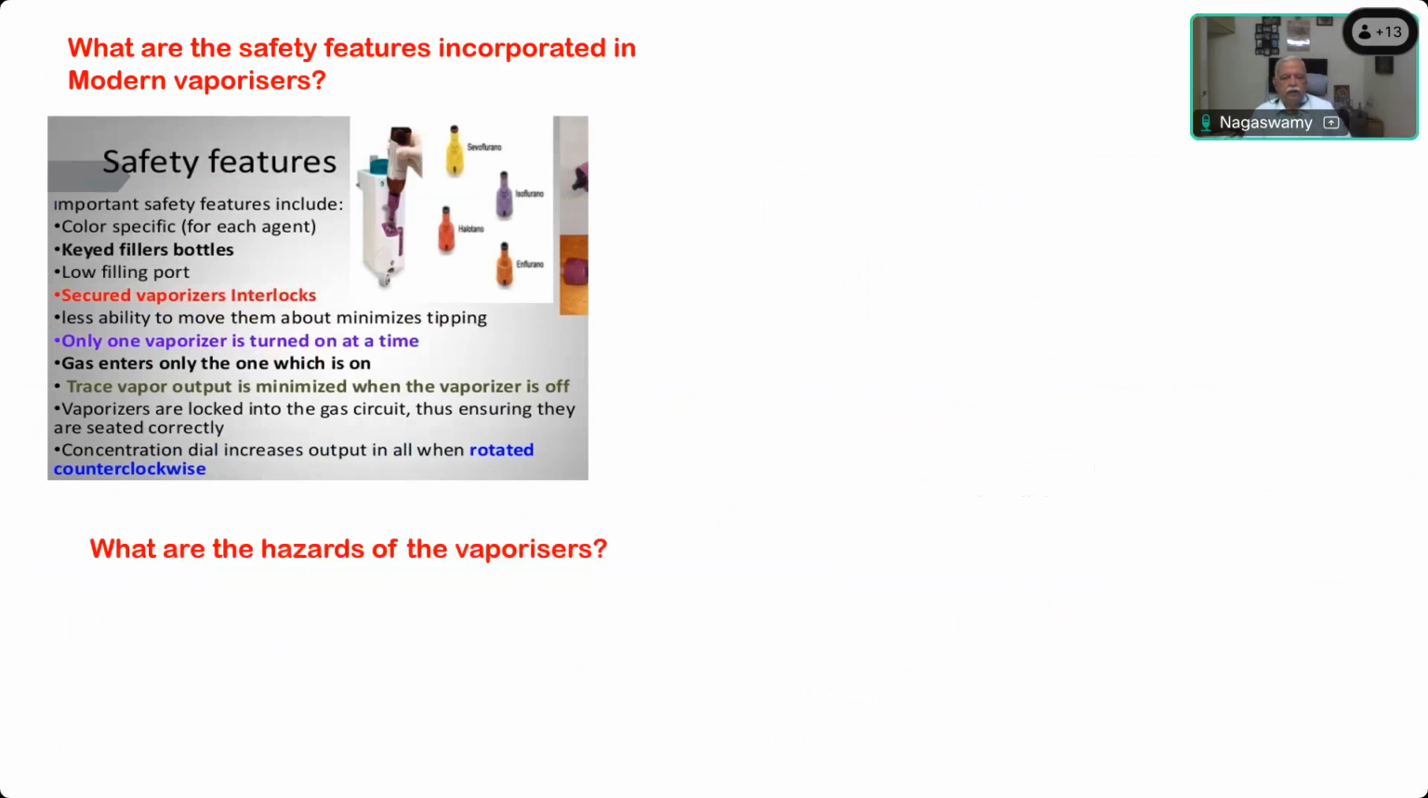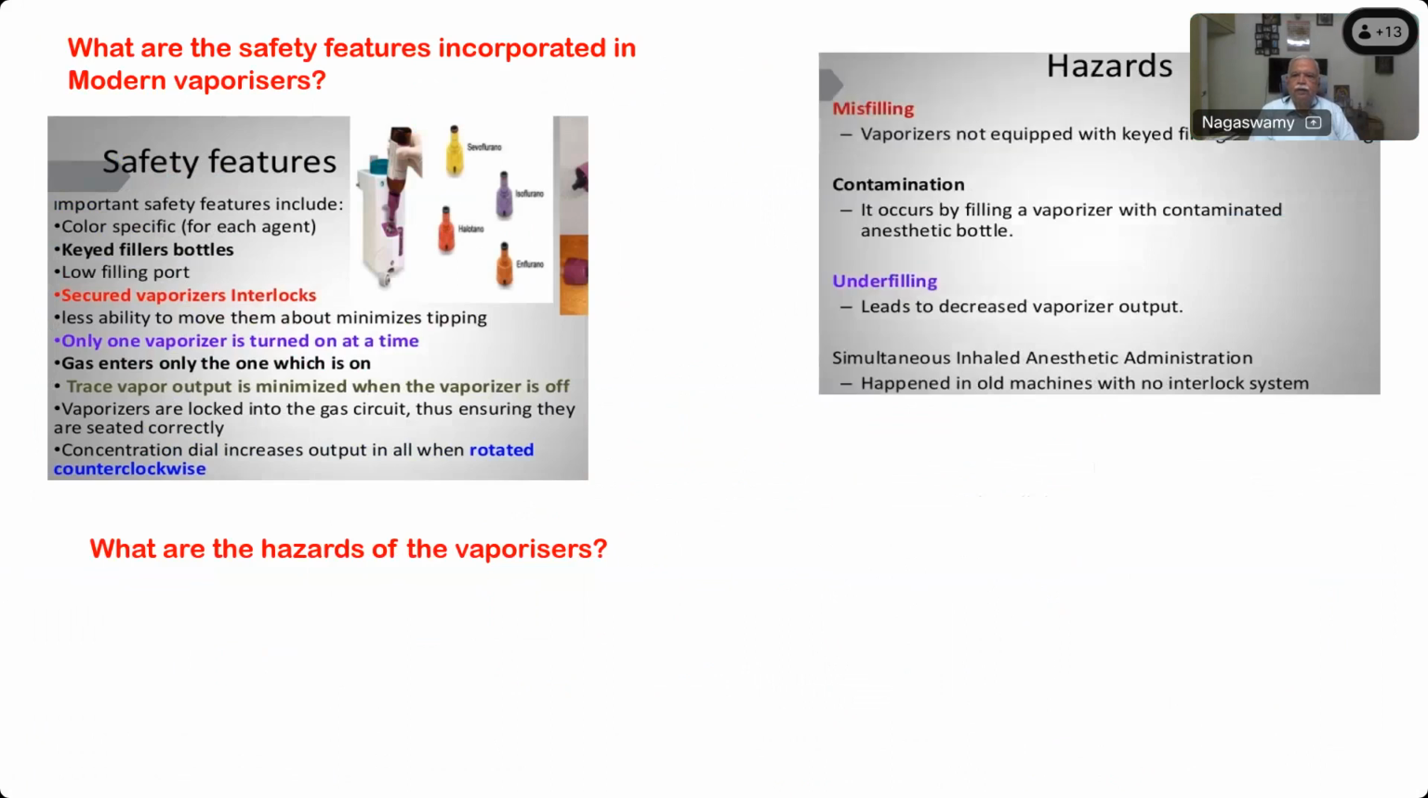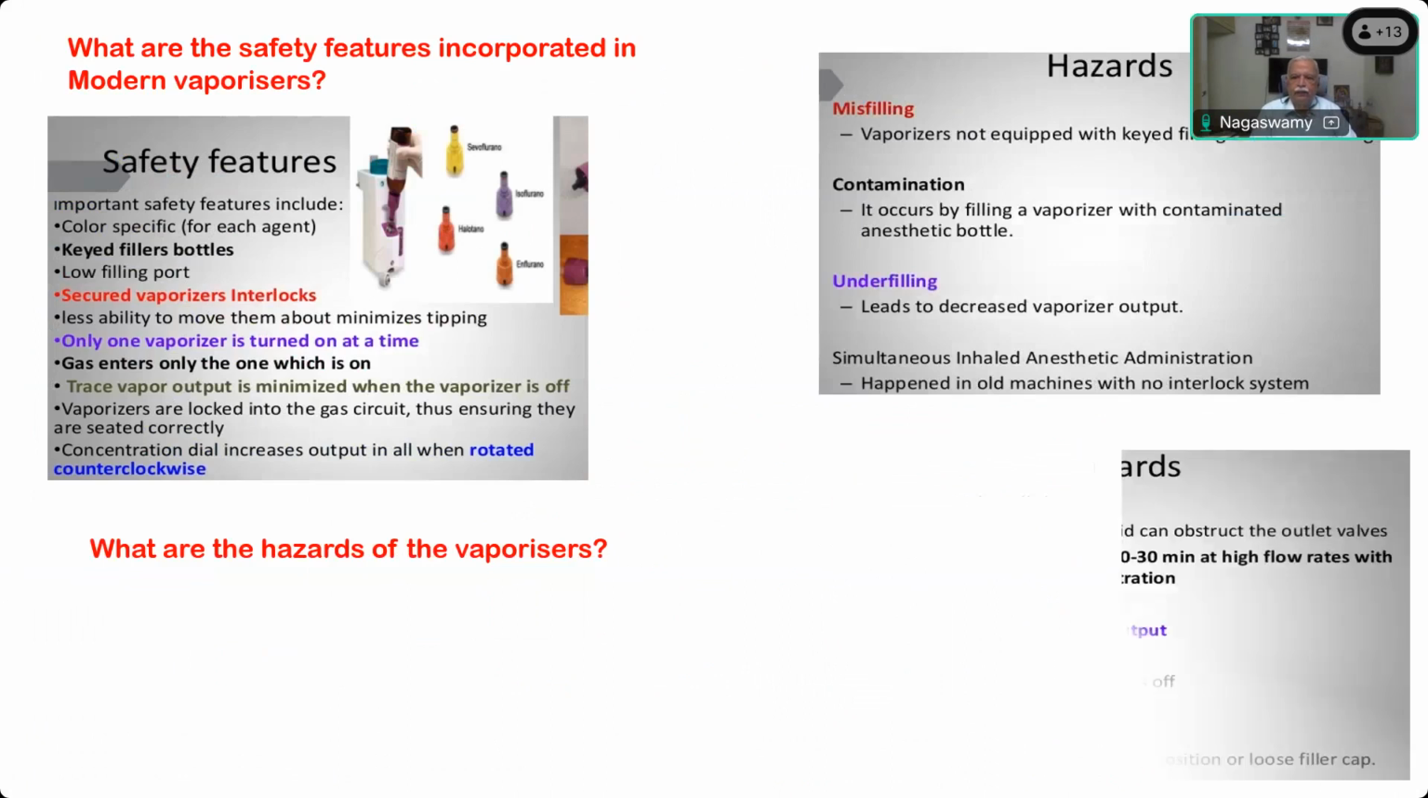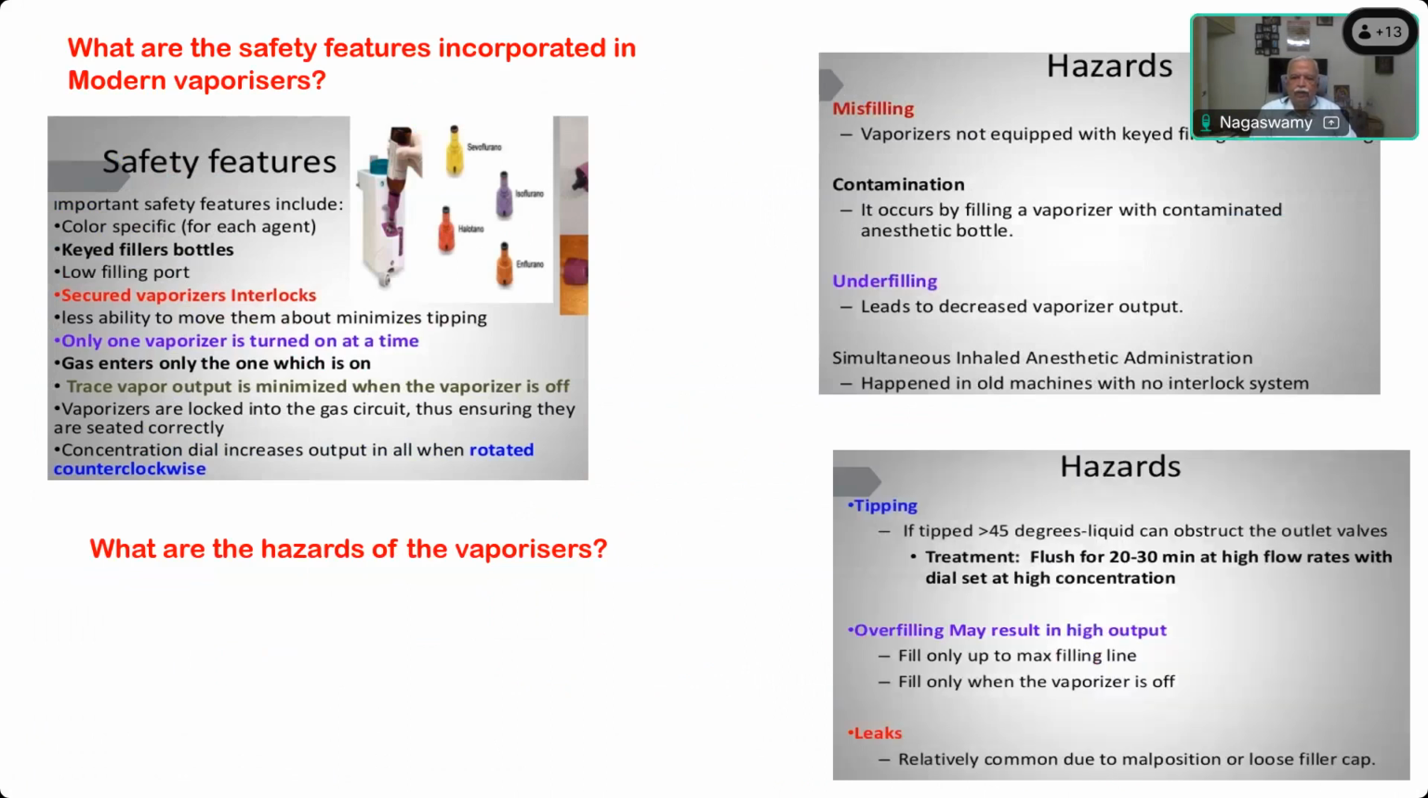Even though vaporizers are very essential to deliver a safe concentration to the patient for maintaining the plane of anesthesia, there are hazards also with the vaporizer. What are the hazards? Wrong filling, misfilling, contamination, underfilling, and also tipping, overfilling, and leaks. These are the six important things that you have to remember.